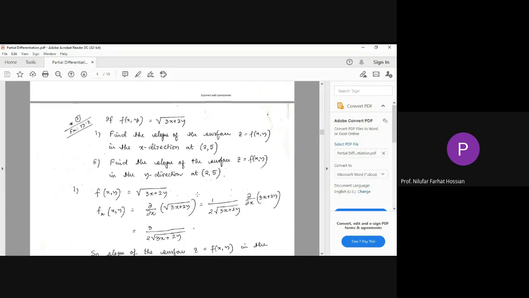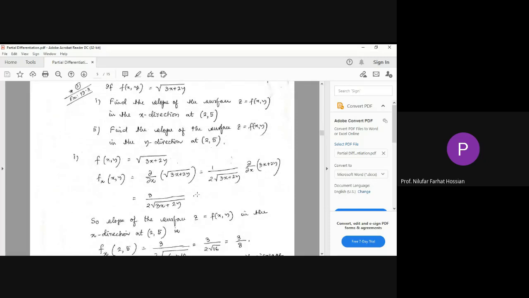Okay, this is our first math. The first math is done on the physical interpretation. Suppose this is your function f of xy equal to root over 3x plus 2y. You see, there are two variables x and y. Your question is, find the slope of the surface z equal to f of xy in the x direction. In the x direction means you have to perform your partial differentiation with respect to x, keeping y constant, and you have to evaluate this partial derivative at the particular point 2, 5.